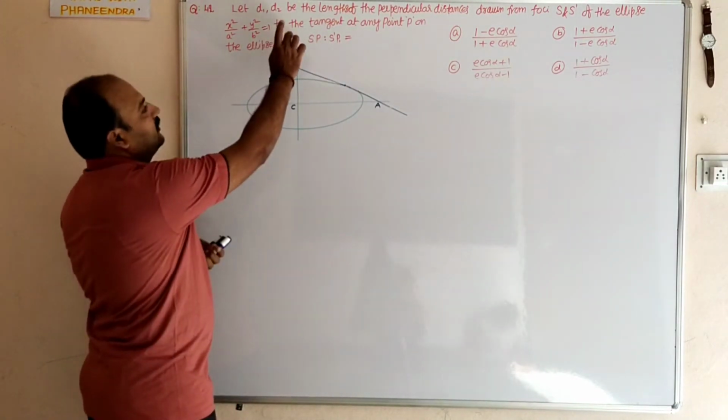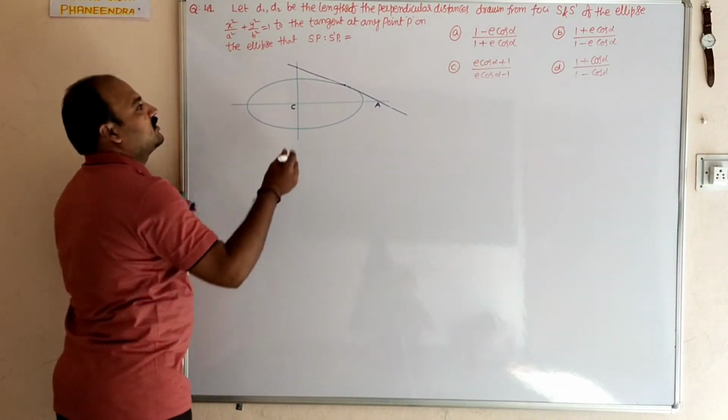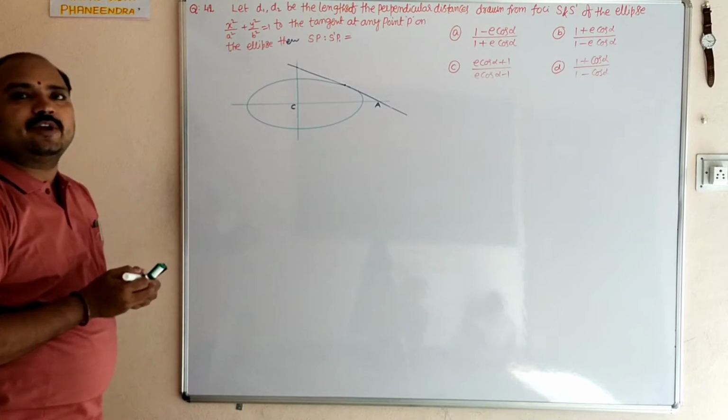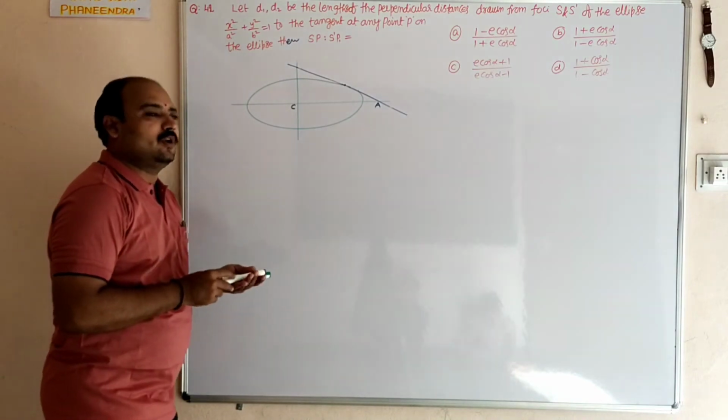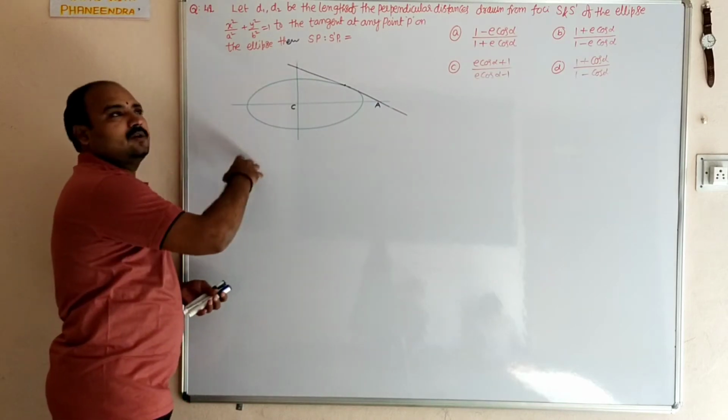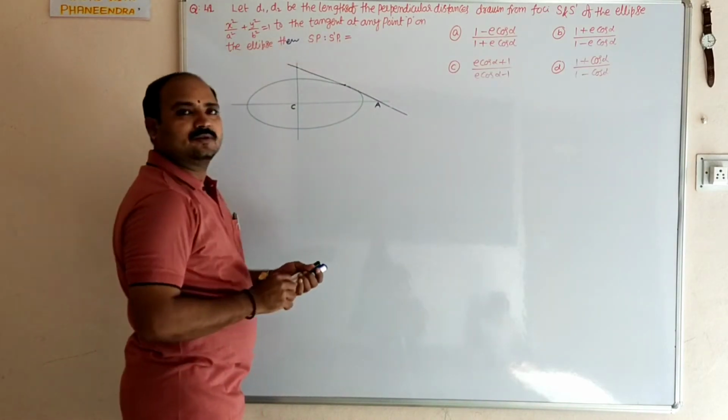Then SP is to S dash P1. See, observe carefully. This is the ellipse figure. This is the tangent equation.